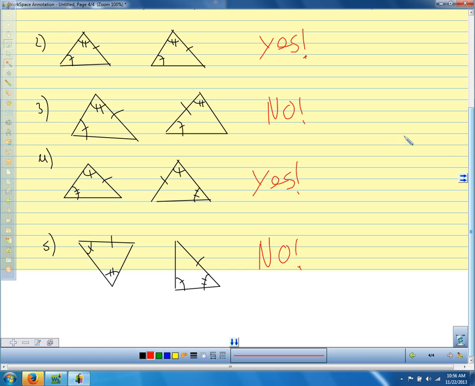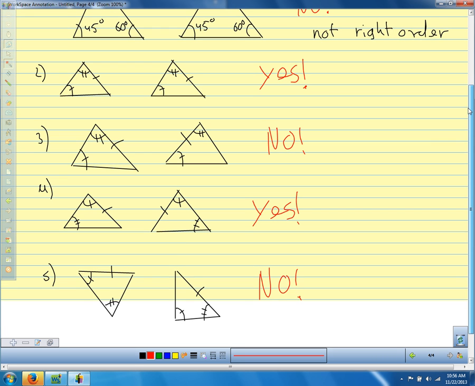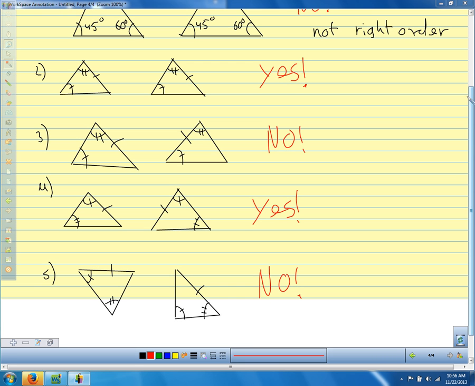So questions on those examples? The important thing with angle, angle, side is we have to make sure that the things match up in the right order. For angle, side, angle, we have to make sure the side is between the two angles that we're matching up. So with angle, angle, side, we have to be a little more careful.